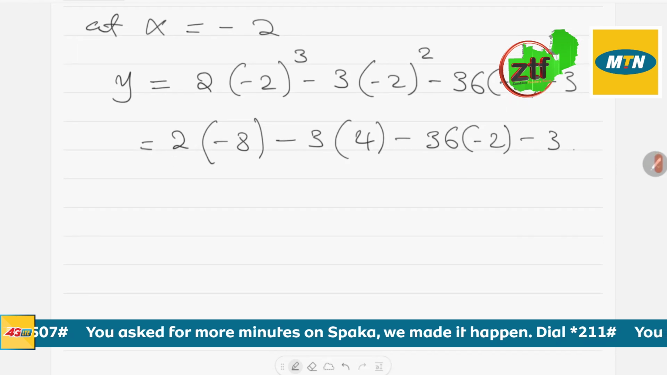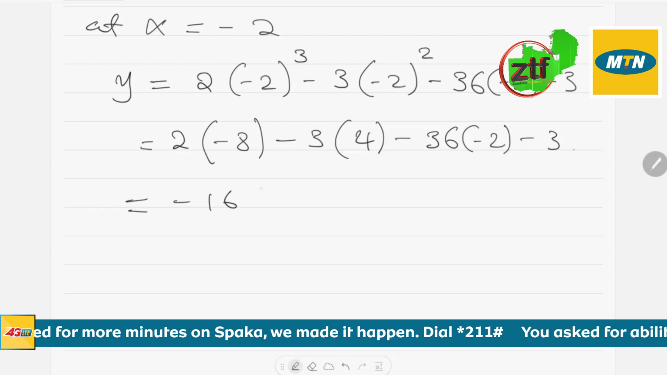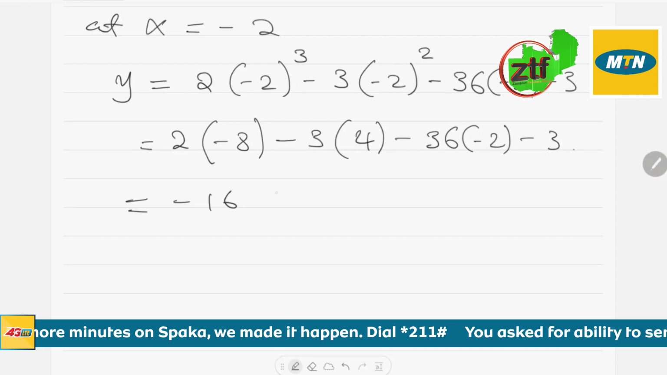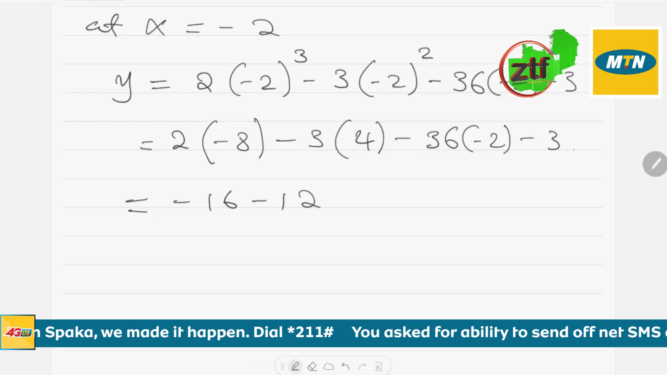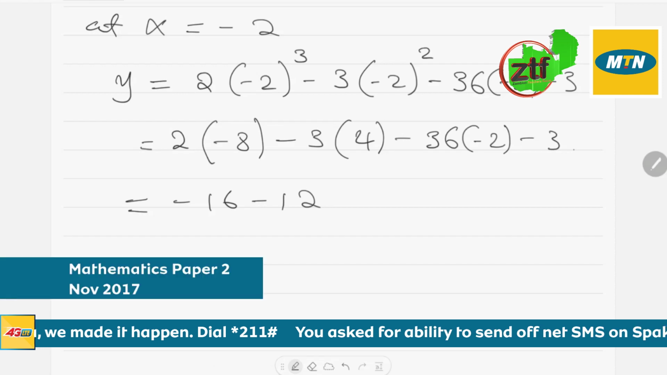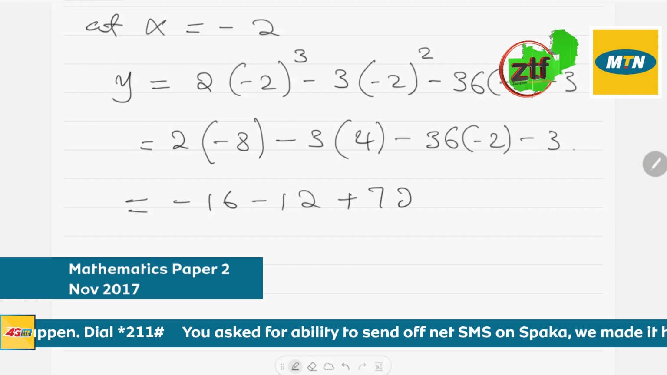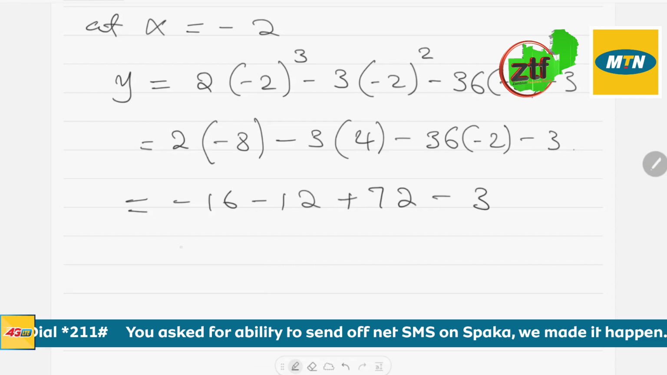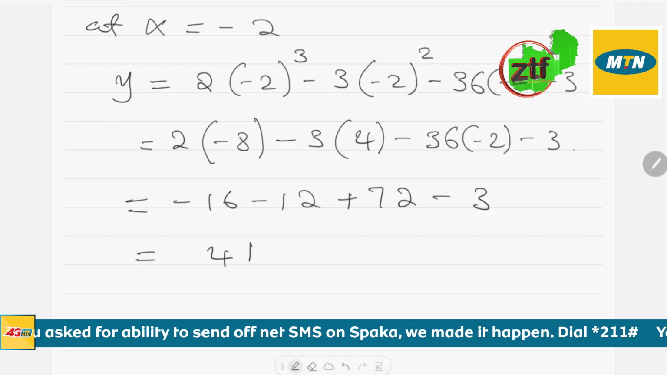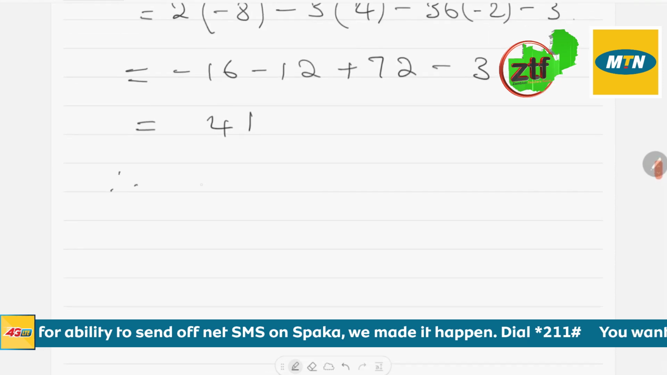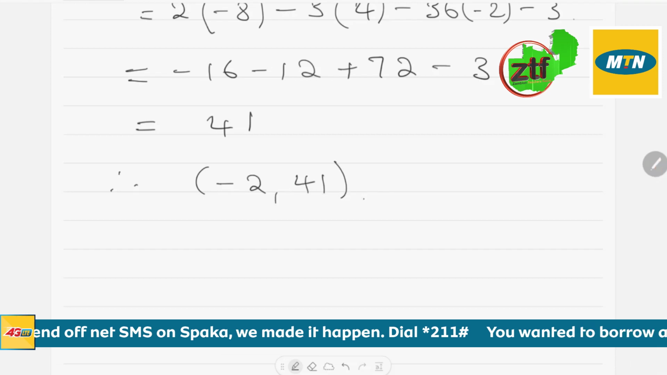So multiplying 2 by negative 8, you get minus 16. Then minus 3 by 4, you get minus 12. Then minus 36 multiplied by minus 2, you get positive 72. Then minus 3. And so when you simplify this, you realize that you get positive 41. Therefore, the first coordinate is negative 2 comma 41 as our first coordinate.